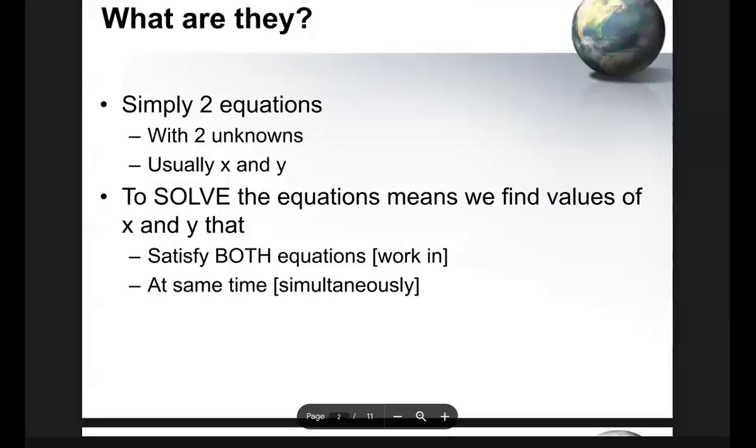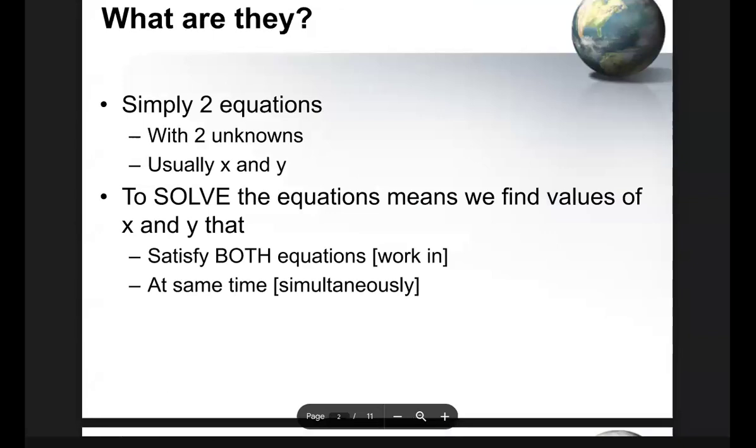What are simultaneous equations? Simply, there are two equations with two unknowns. The two unknowns are always represented by X and Y. It could be other letters, but know that those two variables are unknown. So to solve simultaneous equations means you have to find values for X and Y that satisfy both equations.